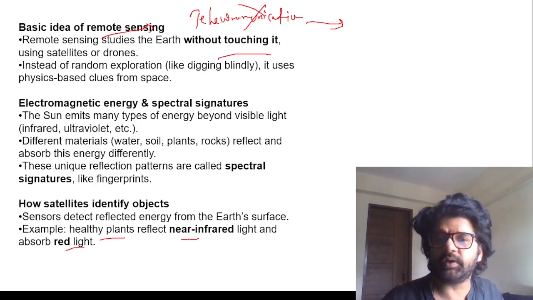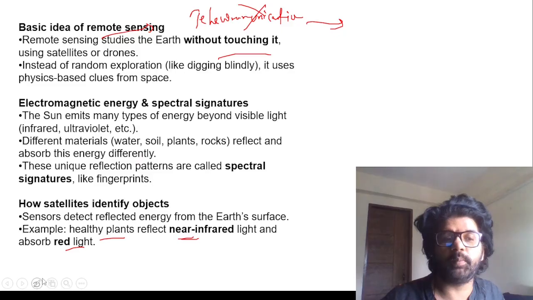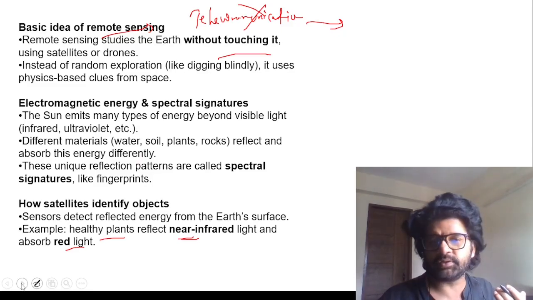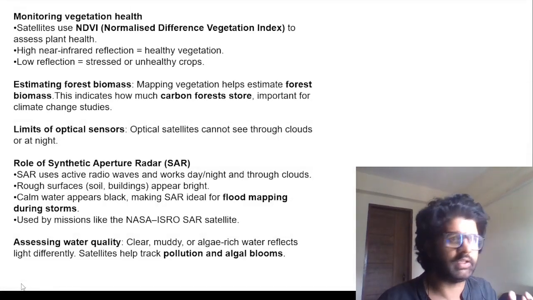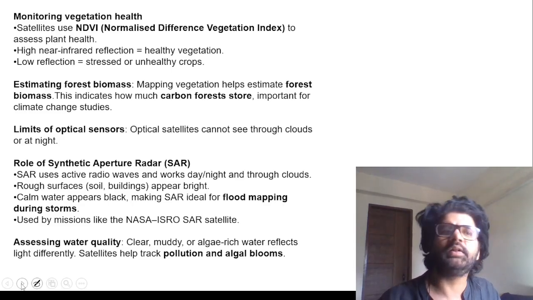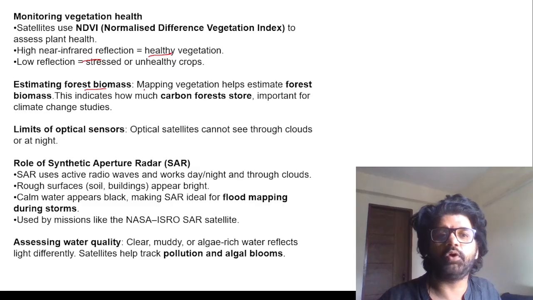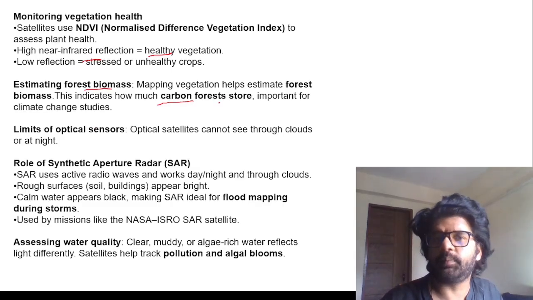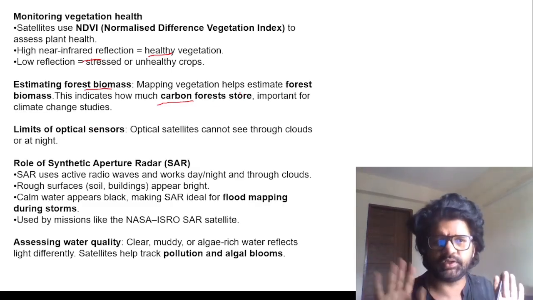Like we have seen, healthy plants reflect near infrared light and absorb red light. So if more infrared light is reflected, the plant system is healthy, the biosystem is healthy. If less, then that means they are not healthy. High near infrared reflection, healthy vegetation. Forest biomass, again, how much carbon the forest stores, all these things they tell.